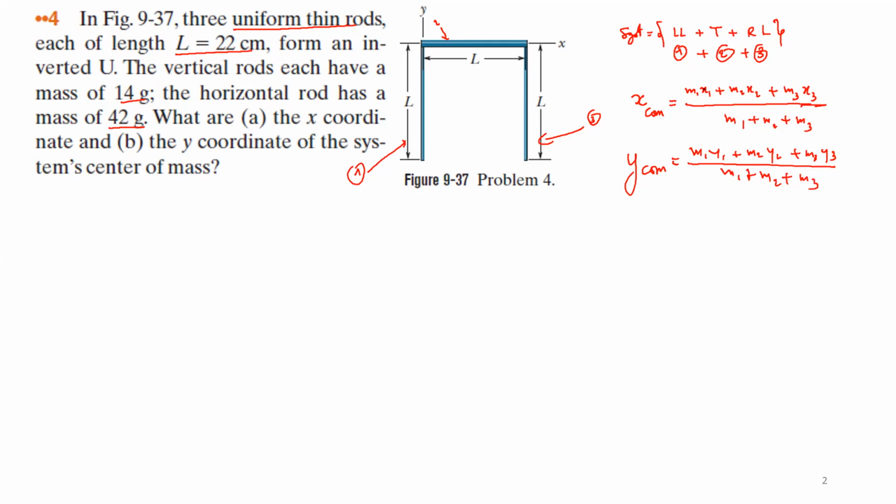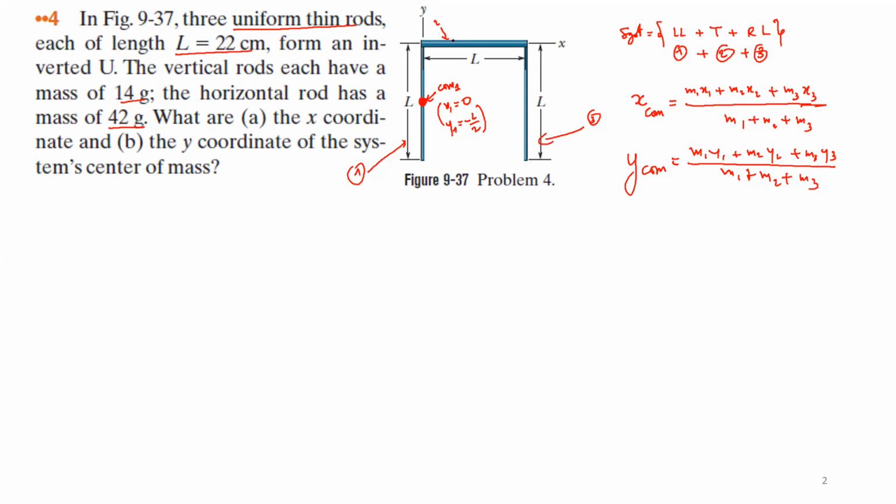Now, of course, x1 and y1 are the center of mass of the left leg. So look at here. This is my left leg, the center of mass. It's a uniform leg. It's a uniform thin rod. So the center of mass is right in the middle. Okay. So the center of mass 1 is right in the middle. And if this is my x-axis and this is my y-axis, x1 is equal to 0 and y1 is equal to minus half L. Do you agree with me? Yes. And this is the center of mass of the left leg.